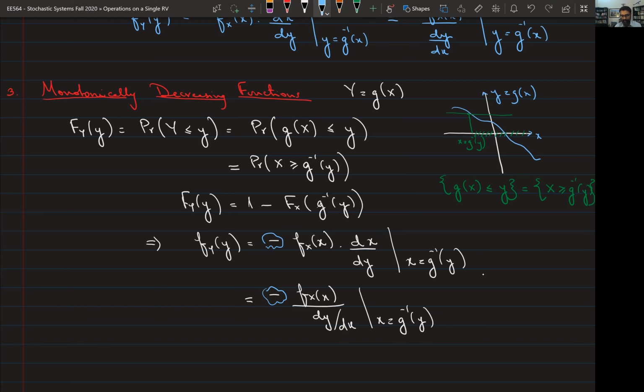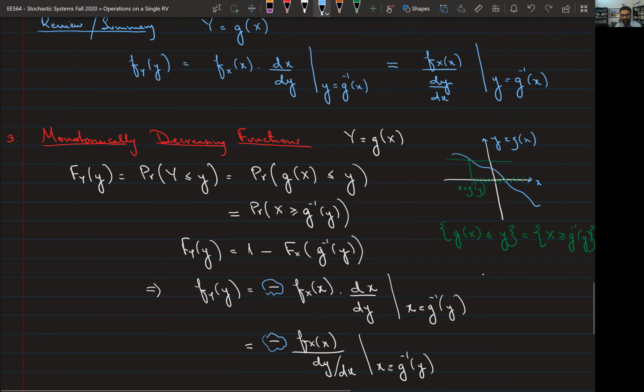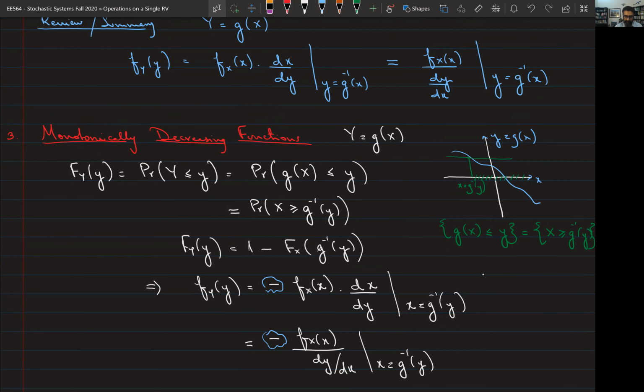You see, this thing up here in blue and this thing down here in white look pretty much the same, except that there's a minus sign here. How do I unify both of them?